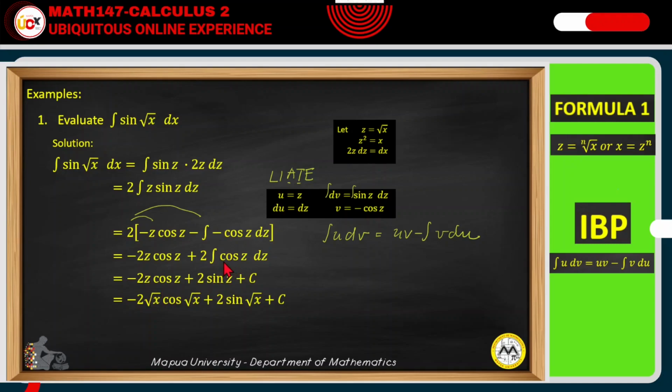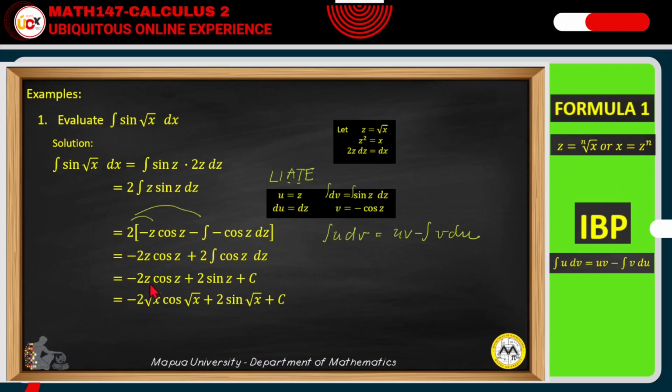But recall that the integral of cosine z dz is positive sine z plus the constant c. But since we know that the given integrand is in terms of x, the final answer should be in terms of the x variable.